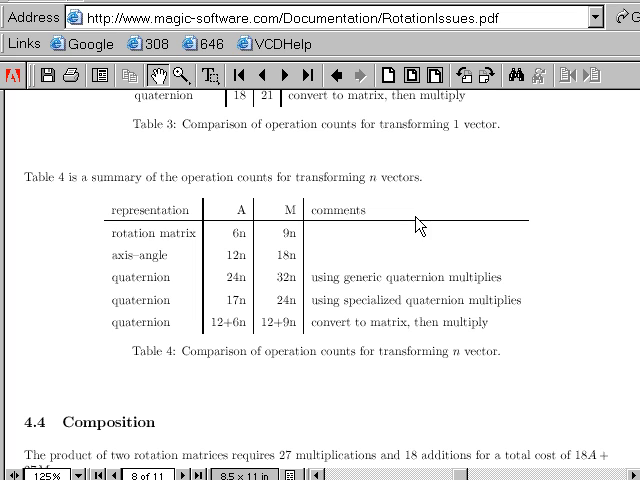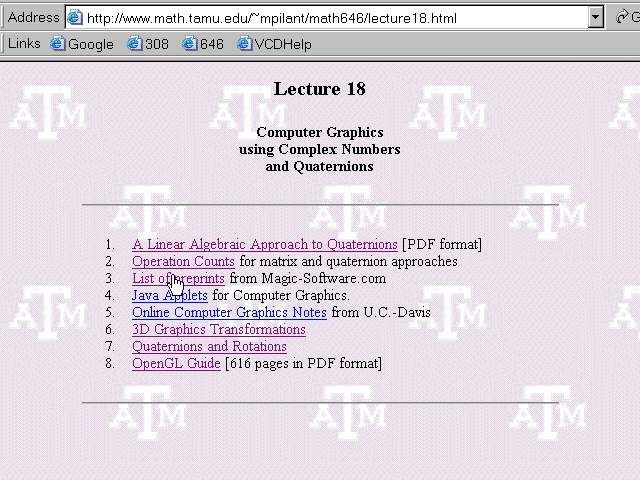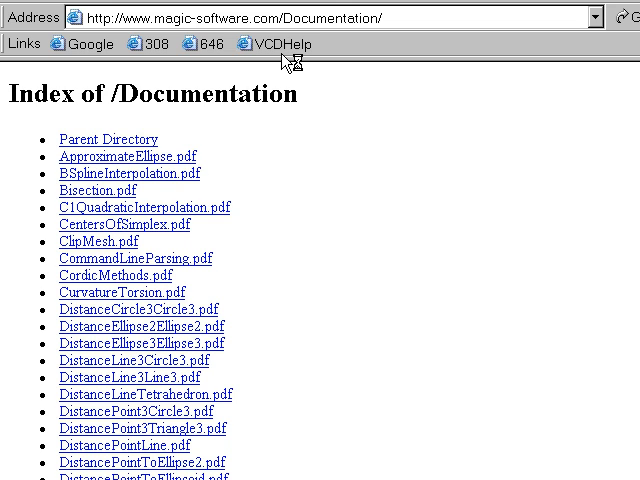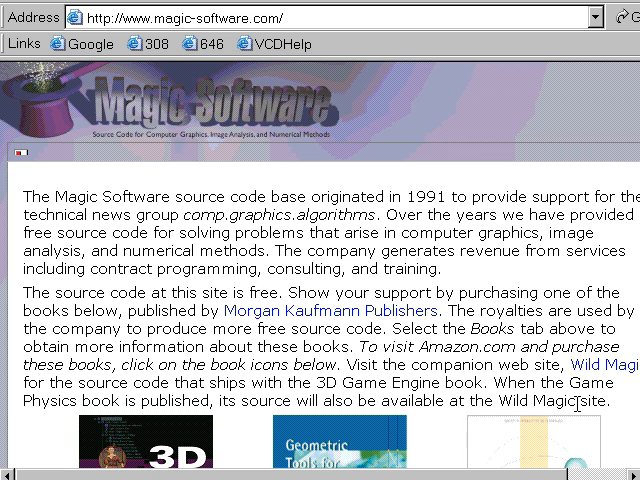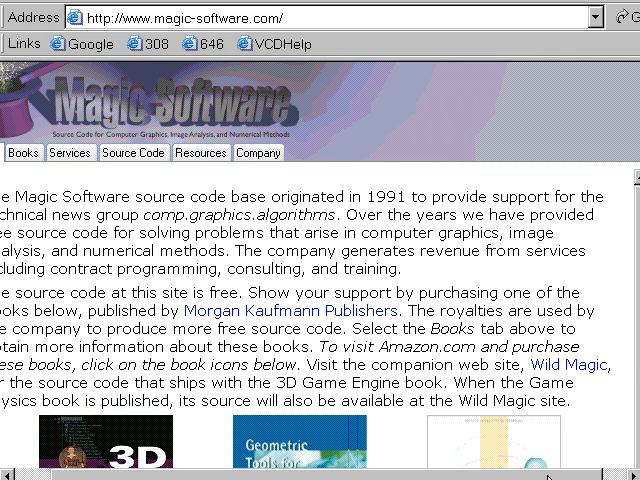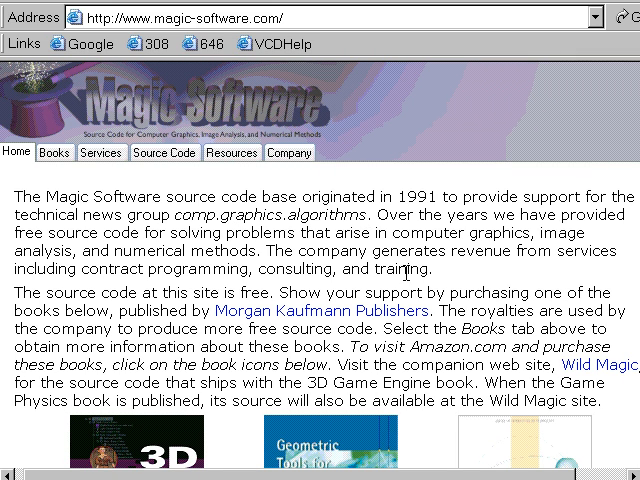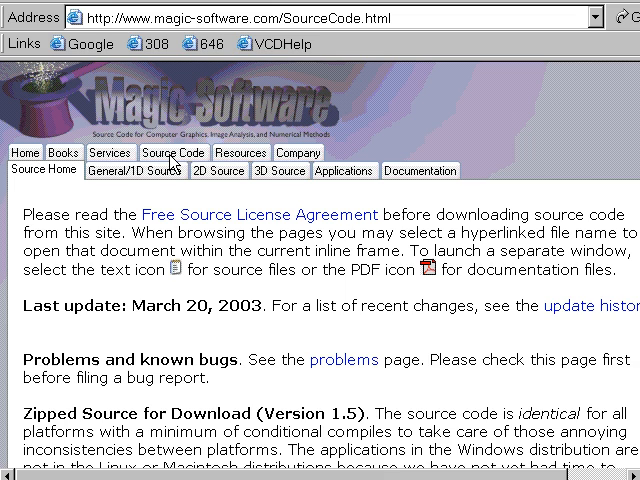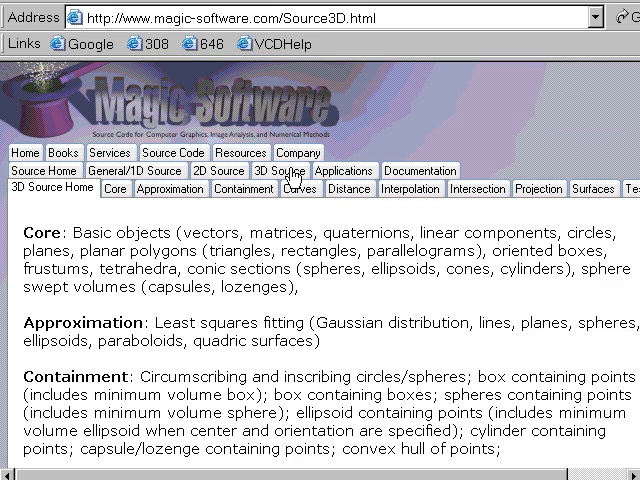Again, this came from this library of preprints from Magic Software. Now, Magic Software, if you look at the home page, is essentially a support group for computer graphics. They were formed in 1991 to provide support for the technical news group, computer graphics algorithms. And so they have just tons and tons of source code, 2D, 3D source, basic objects, all that kind of stuff.